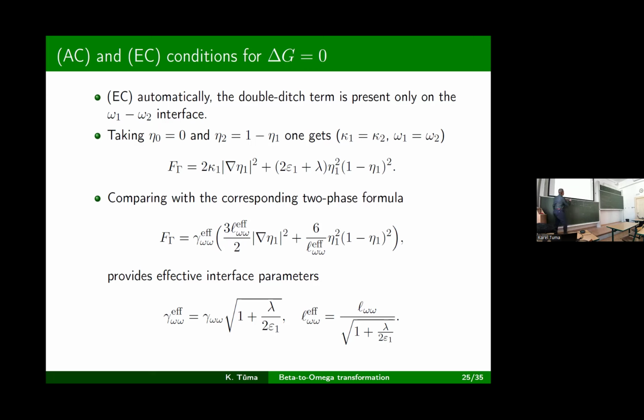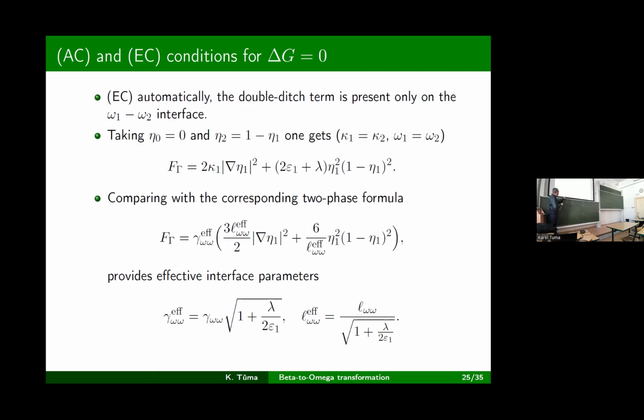The interface energy looks like this. So here we added the double ditch term, and we can compare it with the standard double well interface energy containing the effective interface thickness and effective interface energy density.